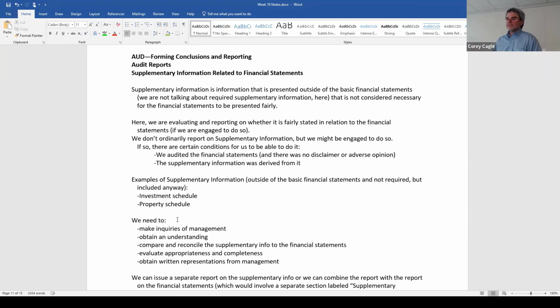So we are evaluating and reporting on whether it's fairly stated in relation to the financial statements if we're engaged to do that. This is like a separate engagement. We don't normally report on supplementary information, but if we're engaged to do it, then we will. Obviously, we wouldn't be engaged to do this unless we had audited the financial statements ourselves, right? You're not going to get some random other person to report on this. But we wouldn't do any of this if there was an adverse opinion or a disclaimer.